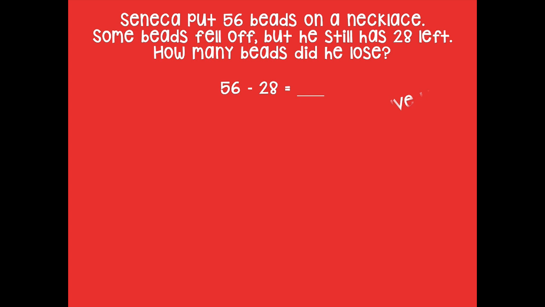All right, friends, let's look at how we can solve this with a number bond. Ready? So here's my traditional number bond over here. We know that we started with 56 beads on our necklace. That was our total. Then we know that some of them fell off and we had 28 left. So we need to find the sum, right? We're not sure. I'm sorry, not the sum. We need to find out how many beads fell off because it told us some beads.